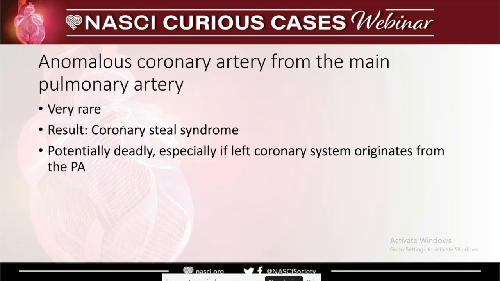This is potentially deadly, and even more so if we have the left coronary system originating from the main pulmonary artery. So this usually mandates surgery. Any questions, guys?